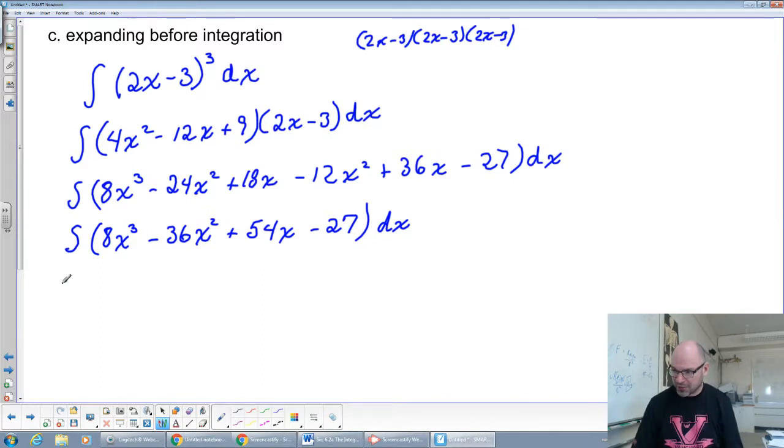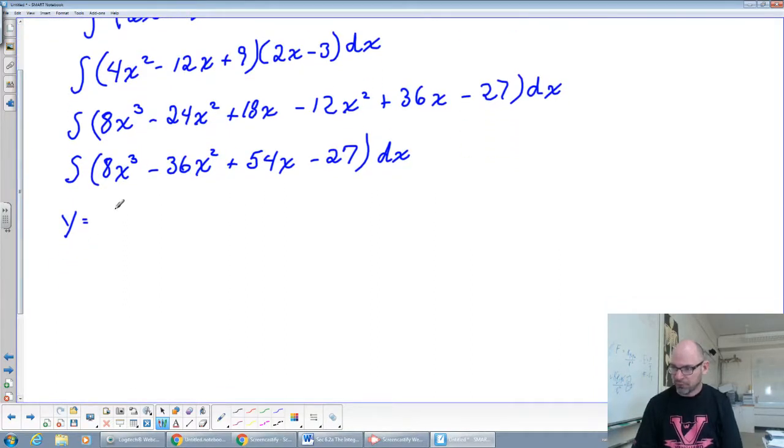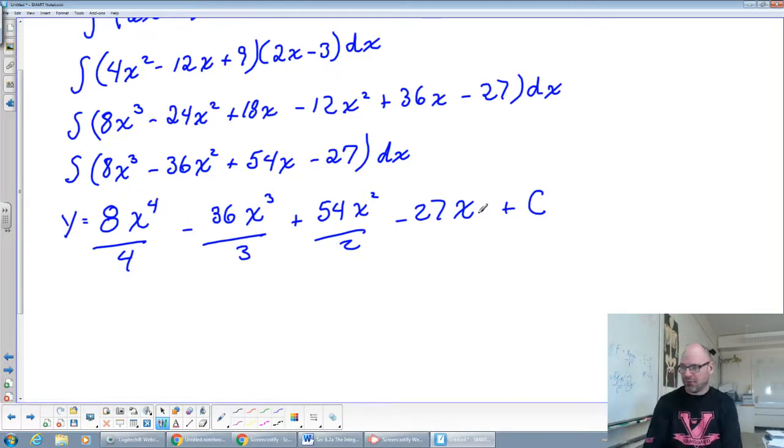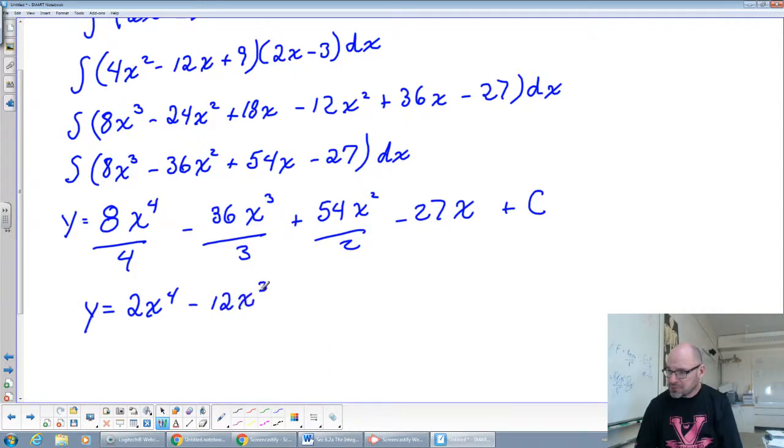we can now change it back to a y. Y equals, okay, we use the antiderivative power rule, or the integration power rule. 8x, 3 plus 1 is 4 over 4, minus 36x, 2 plus 1 is 3 over 3, plus 54x, 1 plus 1 is 2 over 2, minus 27x over 1, plus c. Okay, we can do a little bit of simplification here. This would be 2x to the fourth minus 12x cubed plus 27x squared minus 27x plus c.